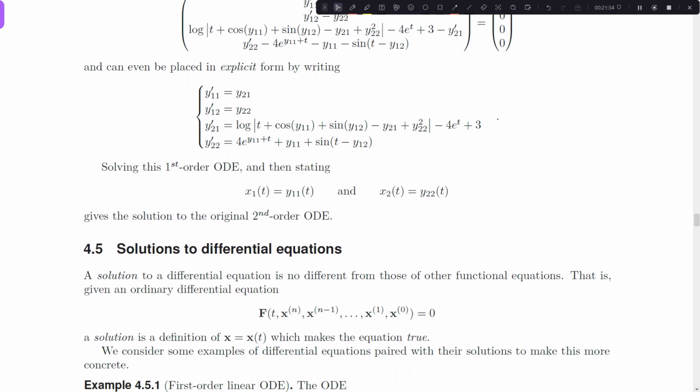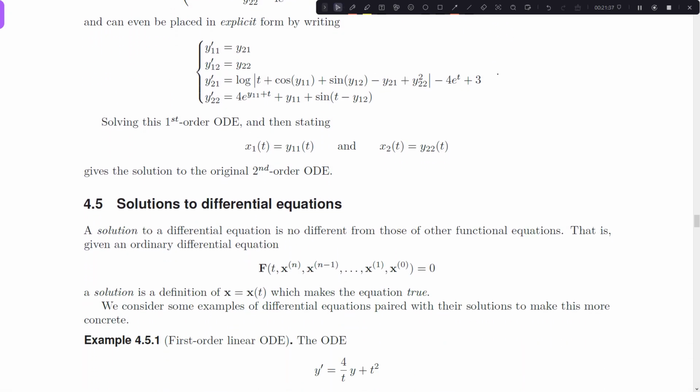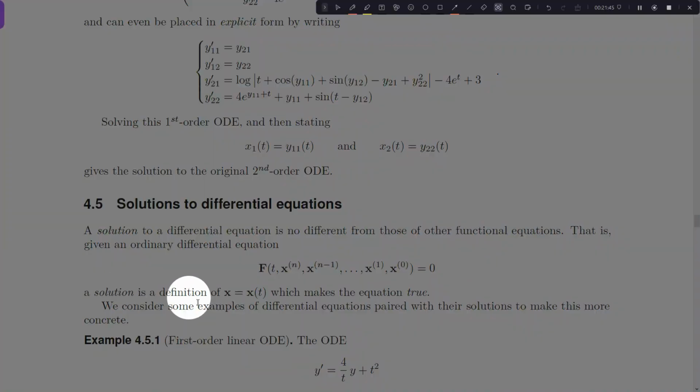Let's just talk briefly about solutions. What would it mean to actually solve a differential equation? And this is the same as kind of what we were doing in the last class, where we just need to make a definition of our unknown variable, which in this case is a function, right? These are functional equations. So our unknown variable x is a function of t. So if we make a definition of this x as a function of t, so that when we take the necessary derivatives of it and plug them in, all of our equations become true. Right, every equation should be true.